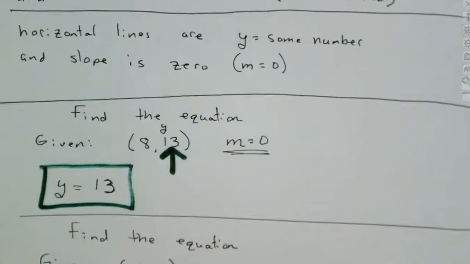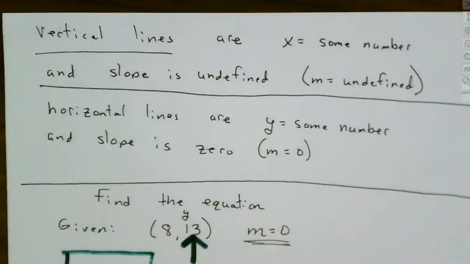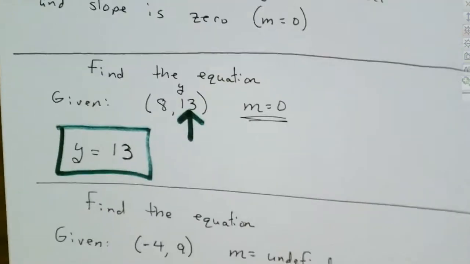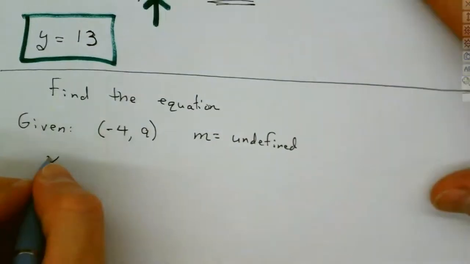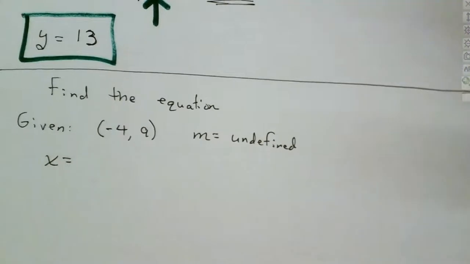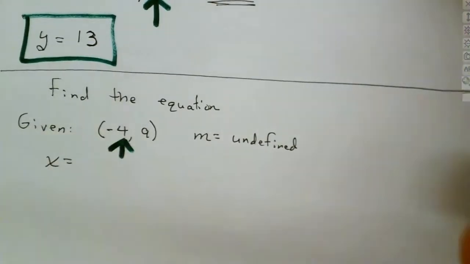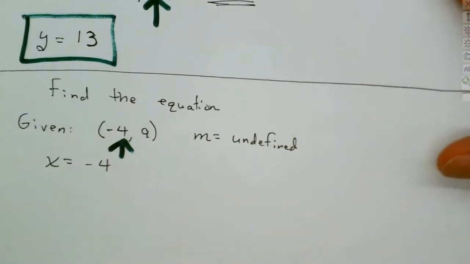Okay, if we can't remember, we'll go back up and look. Undefined slope, vertical line, and what type is it? X. So what would it look like now in your answer? Okay, your answer would be an x line, and what's the x component of your ordered pair? Negative 4. So what's your answer going to be? x equals negative 4.